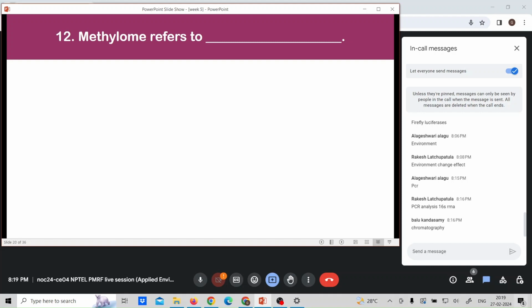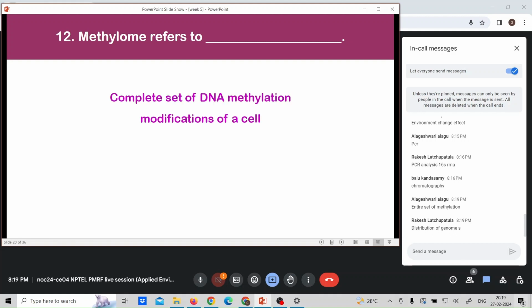Similarly, what does methylome or methylomics refer to? Right, perfectly right. This is a kind of confusing term, because when I say proteomics, it's the study of all proteins, but methylomics is not the study of the methyl groups that are present. It's the study of methylation. No, it's not the study of the distribution of the genome. It's the study of the complete set of DNA methylation modifications of a gene.